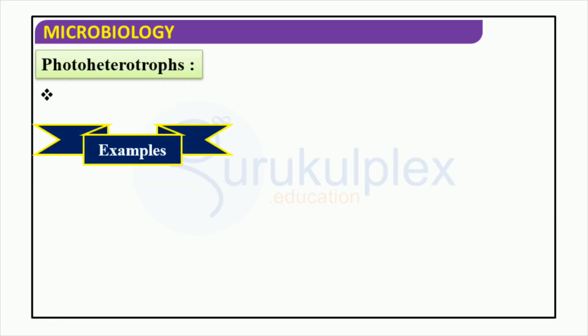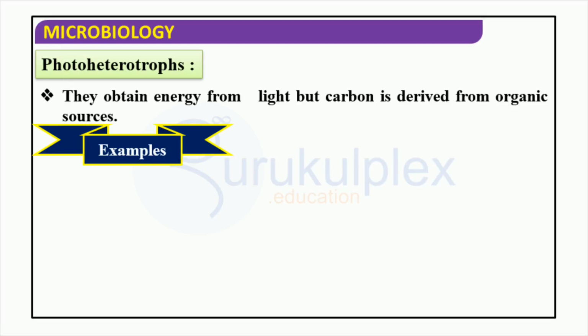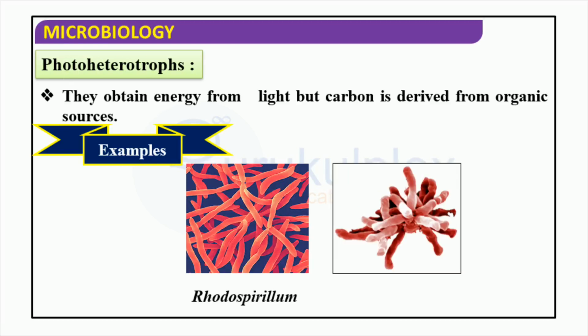Bacteria can use light as a source of energy, but the carbon they need comes from organic sources. Two examples of this type of bacteria are Rhodospirillum and Rhodopseudomonas, which usually develop in areas with intense light. Purple non-sulfur bacteria are a classic example of these bacteria.